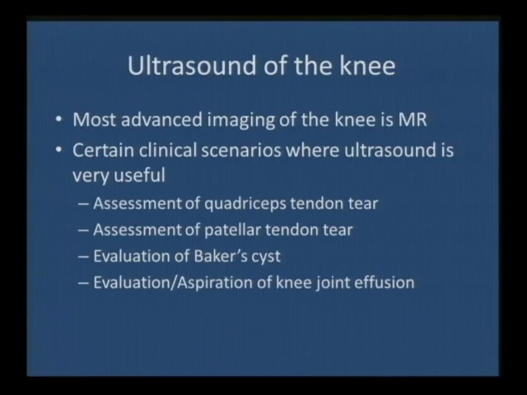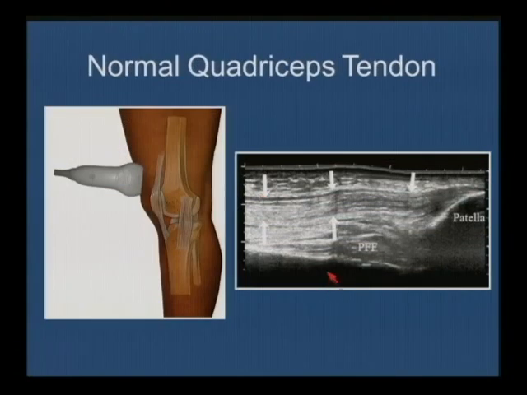So they are all common scenarios where ultrasound is an ideal modality. All right. So let's carry on. These four scenarios are scenarios in which the clinician asks a specific question. Now let's look at the normal quadriceps tendon to start with.